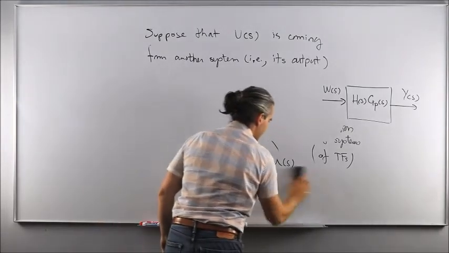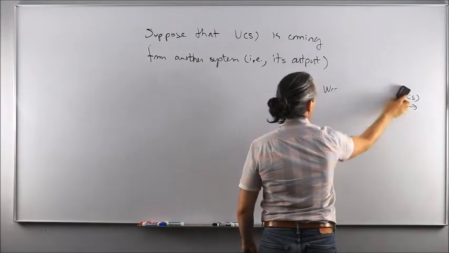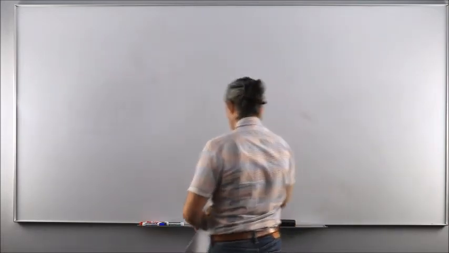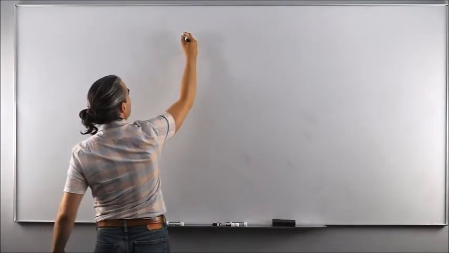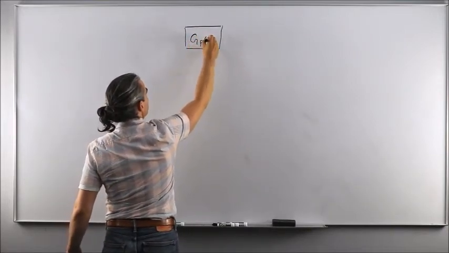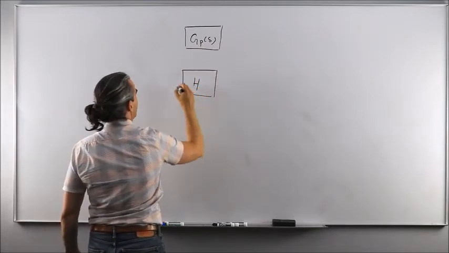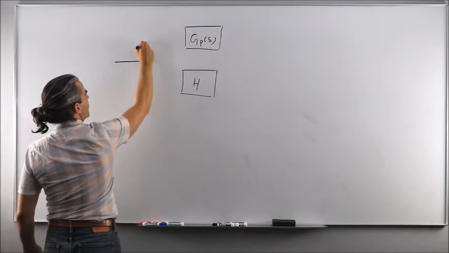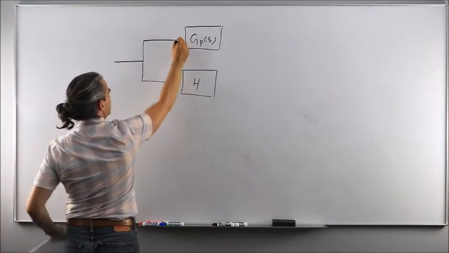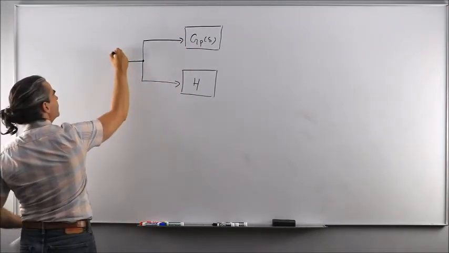As the name implies, that will be whenever you have two systems or two transfer functions organized in a parallel configuration. Okay, let's say you have G of P and H, but this time organized like that, where you have a branching point that splits the same signal into the same thing but twice.